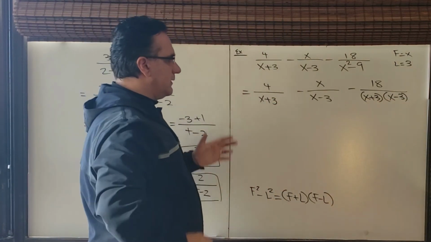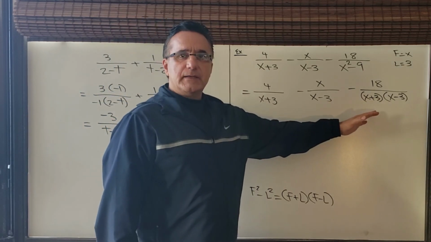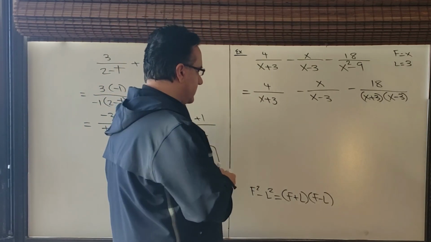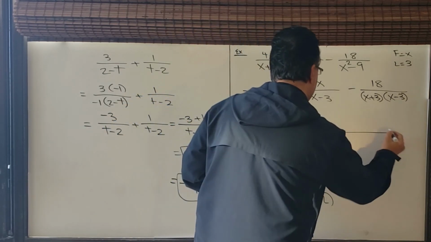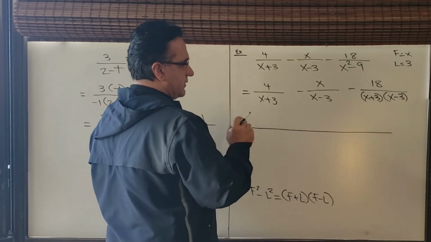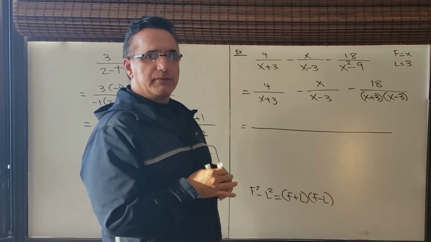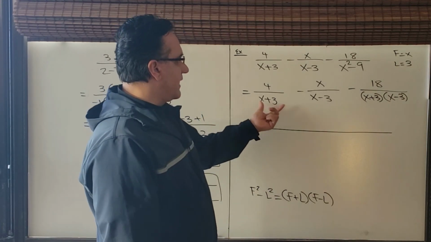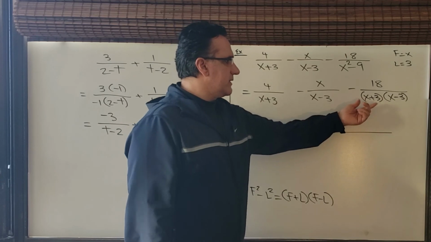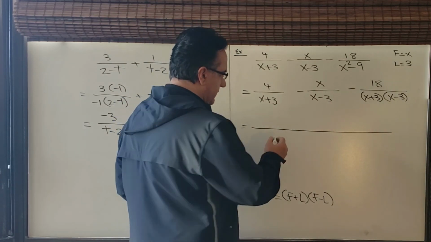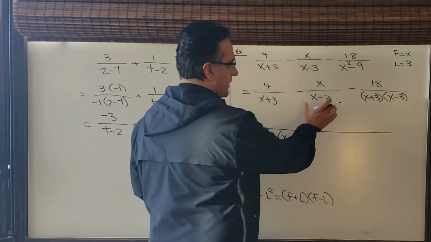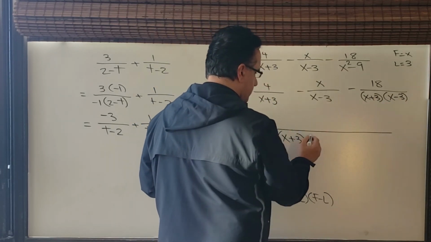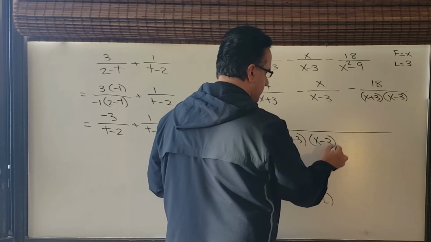Now that we have fully factored all denominators, we're ready to go ahead and write the LCD. And of course, for that, we're just going to multiply the highest power of each factor. Notice the highest power of x plus 3 is just x plus 3 itself. And the highest power of x minus 3 is also the first power, so just x minus 3.